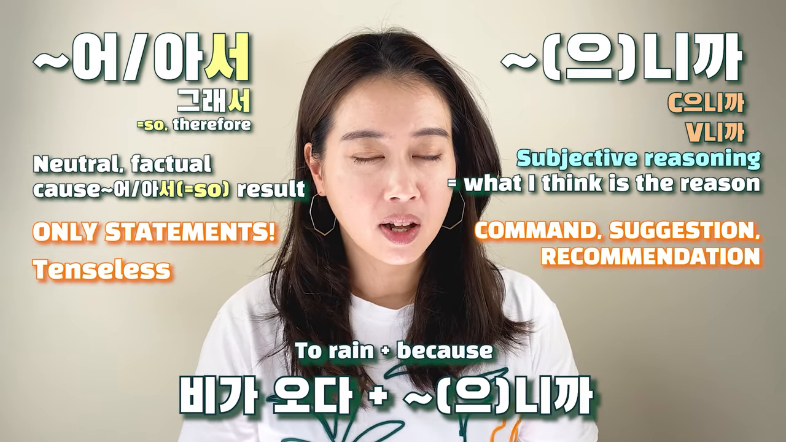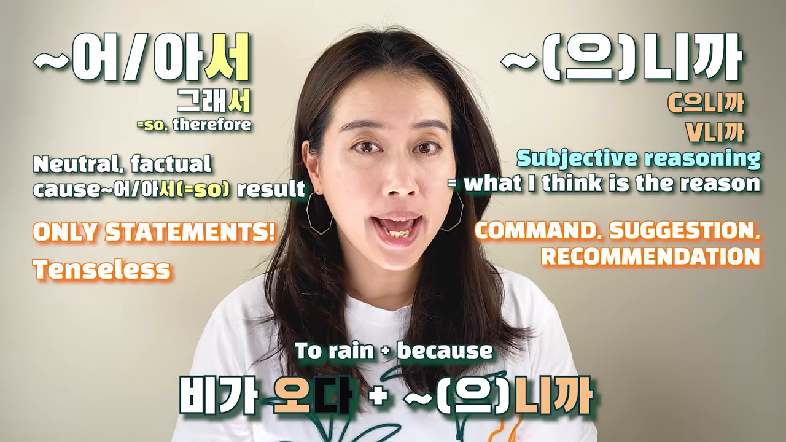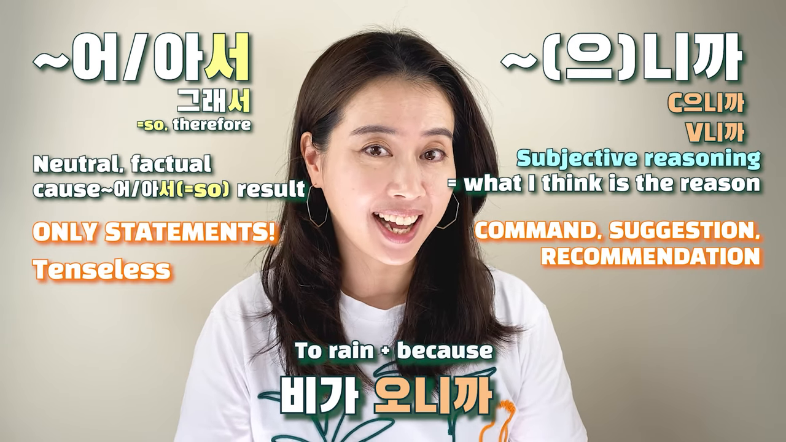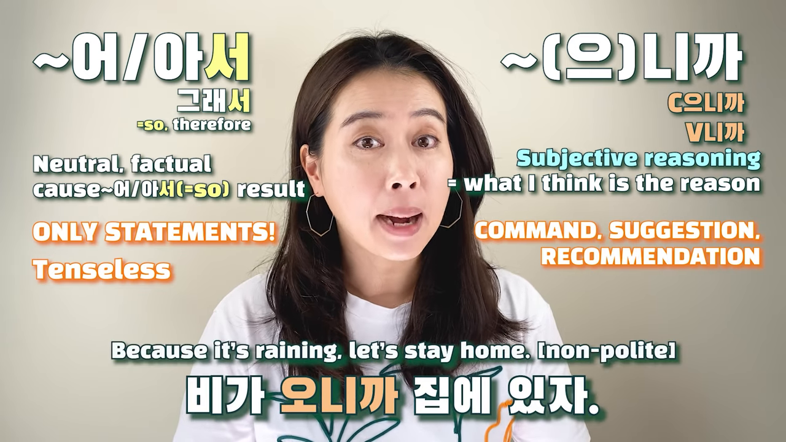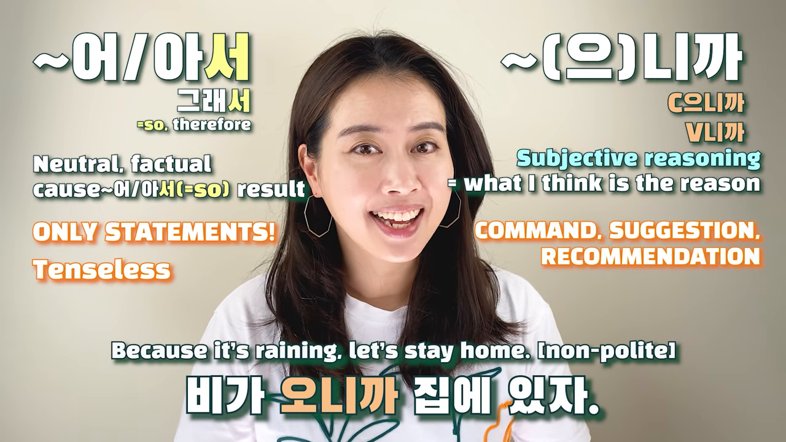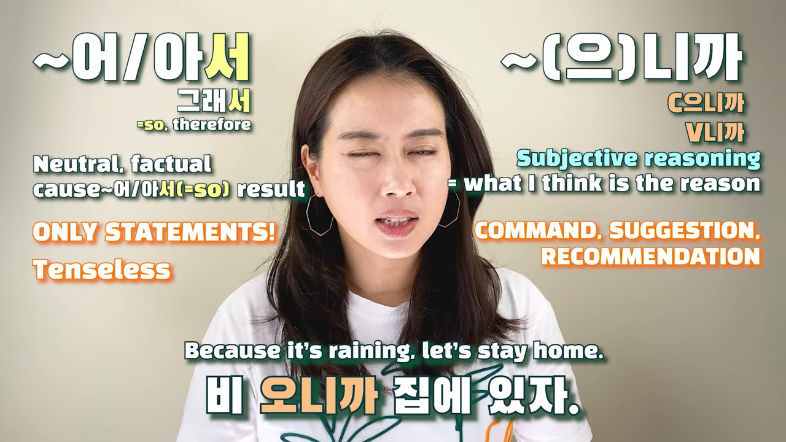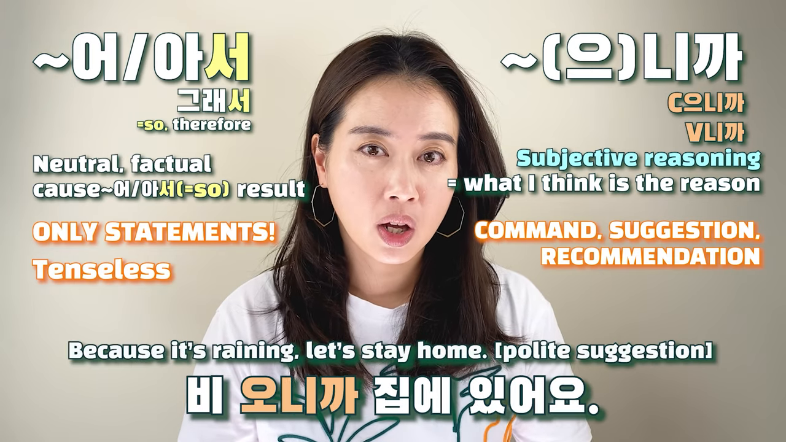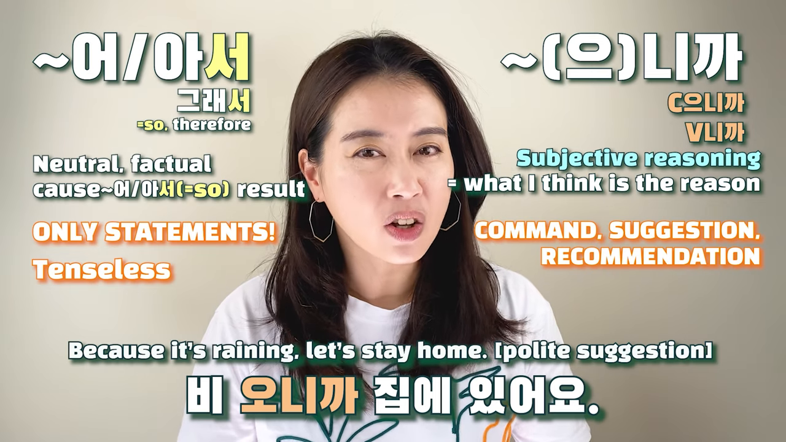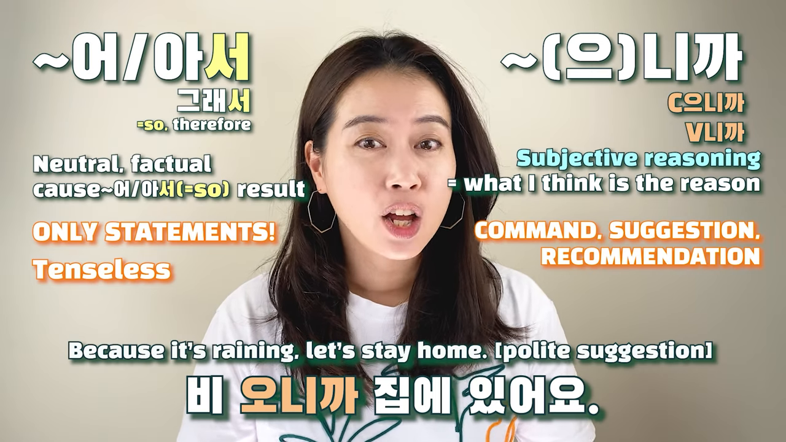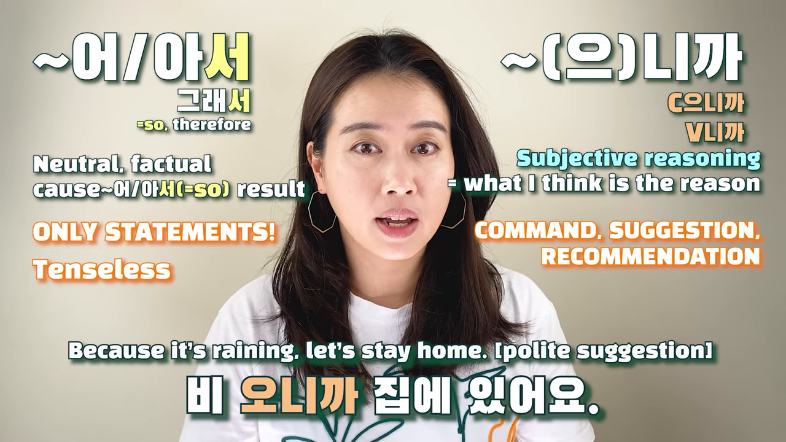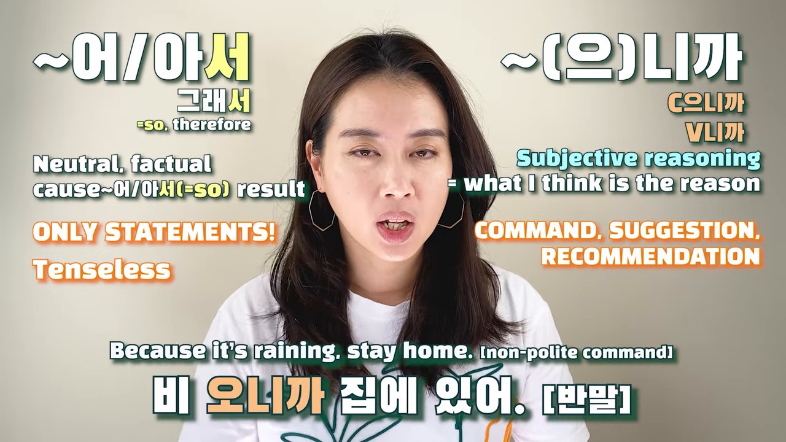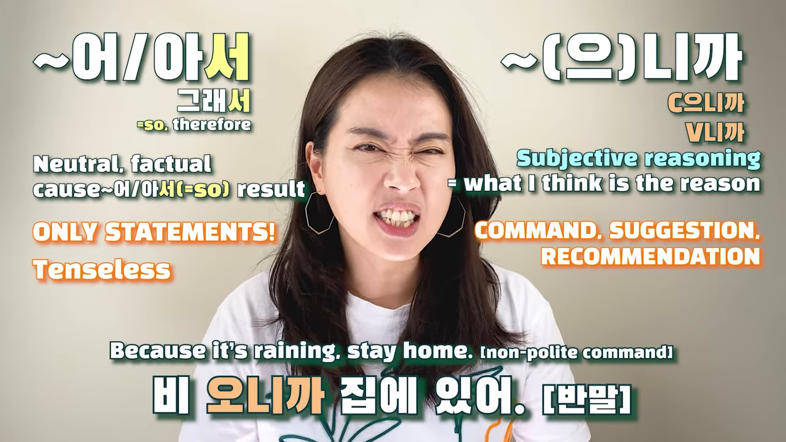Let's stay home because it's raining. 비가 오다 plus 으니까. O ends with a vowel, so you do not need 으. 비가 오니까. Let's stay home. 반말 to friends. 집에 있자. 비 오니까 집에 있자. 존댓말, suggestion, just 어요/아요. 비 오니까 집에 있어요. Let's just stay home. You can recommend or give commands. It's raining. Just stay home. You stay home. 비 오니까 집에 있어.